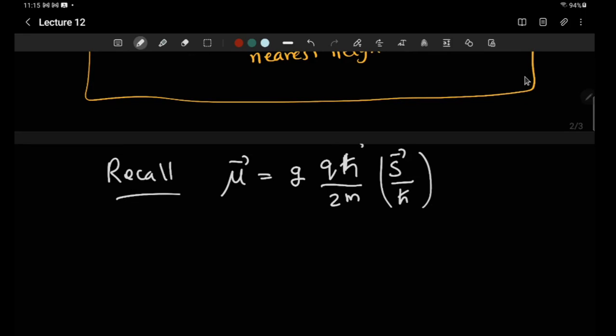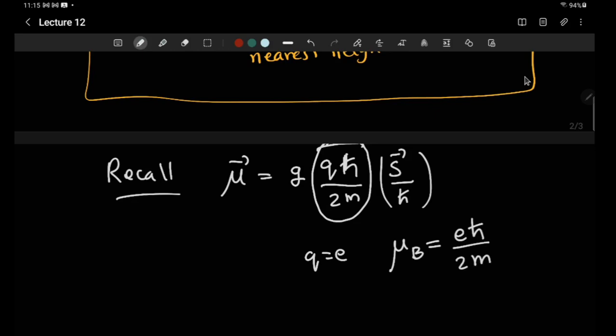So we get something which has a dimension. And if q is the electric charge, then we have something called mu_B, which is h bar over 2mc, which has a name.